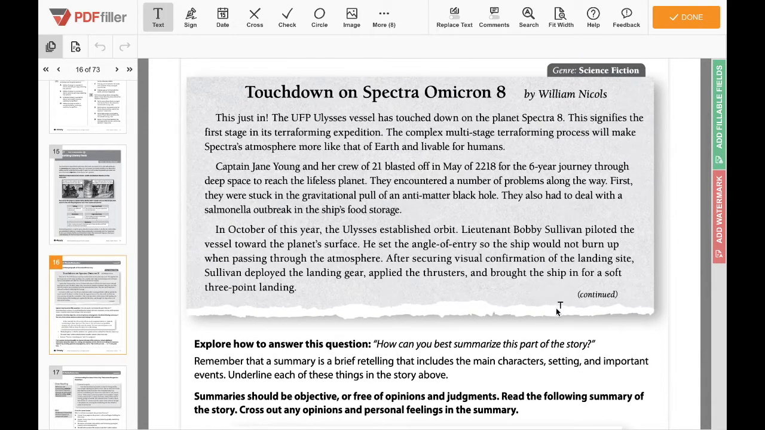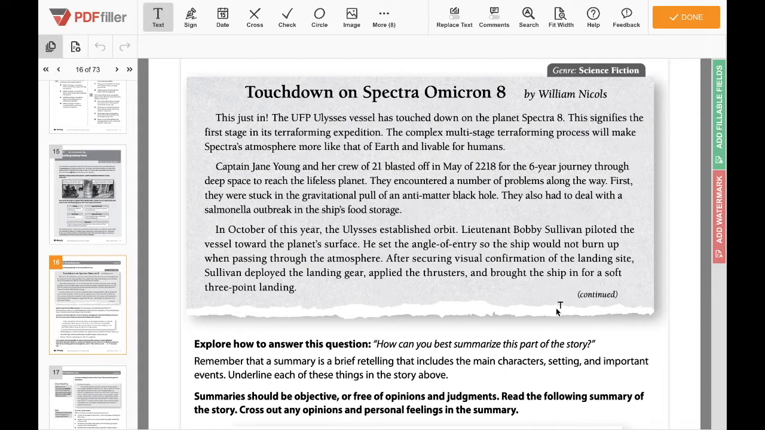This just in, the UFP Ulysses vessel has touched down on the planet Spectra 8. This signifies the first stage in its terraforming expedition. The complex, multi-stage terraforming process will make Spectra's atmosphere more like that of Earth and livable for humans. Captain Jane Young and her crew of 21 blasted off in May 2218 for the 6-year journey through deep space to reach the lifeless planet. They encountered a number of problems along the way.